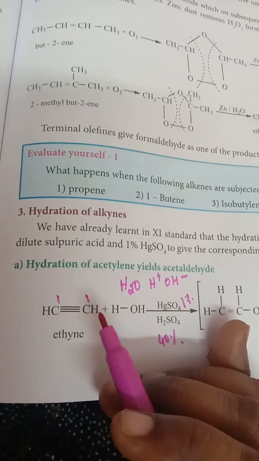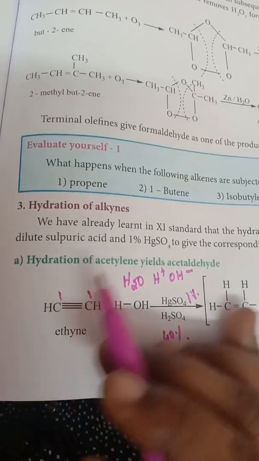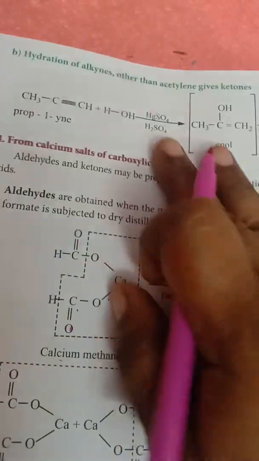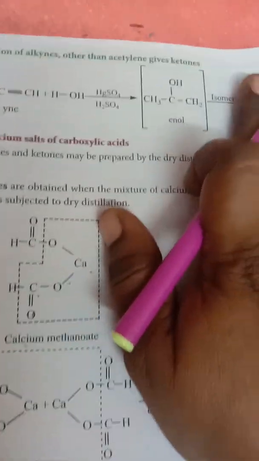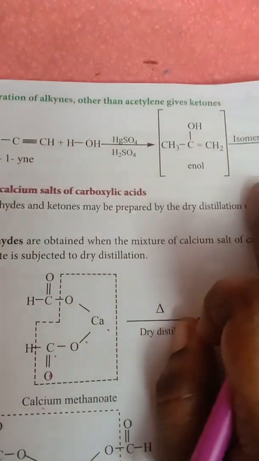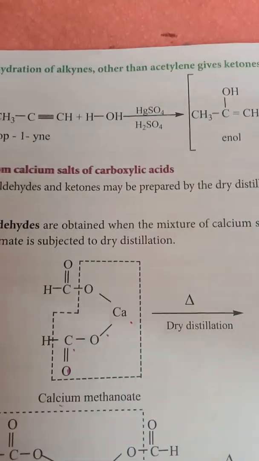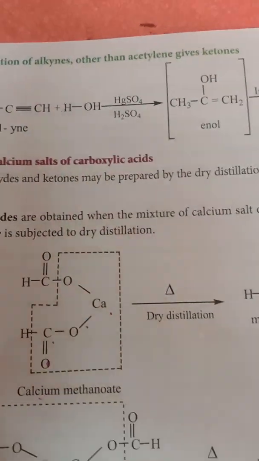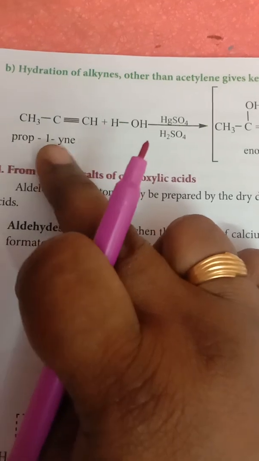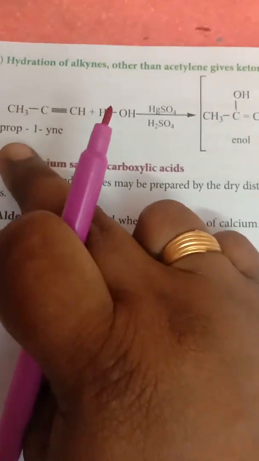So how will you prepare acetaldehyde from acetylene? This is the reaction you have to write. If you are using acetylene only, you will get aldehyde. Among alkynes, only acetylene gives the aldehyde group. Any other alkyne gives only a ketone as the product. Here they have taken prop-1-yne, with three carbons of prop.